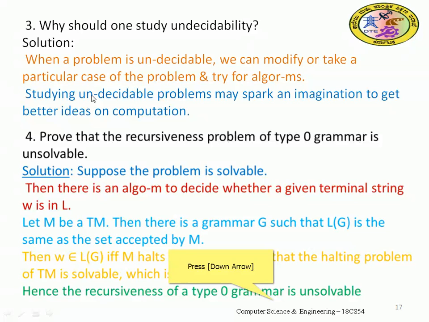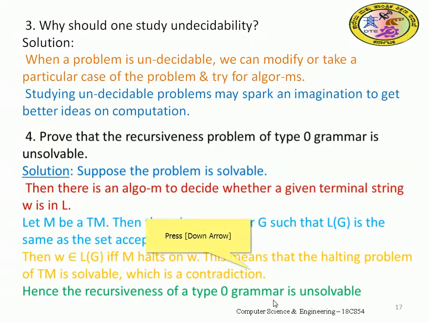So the unsolvable, consider here some contradiction or conflict. For a certain time it will halt, or sometimes it will not halt. So this discrimination between halting and not halting being solvable is a contradiction. So hence the recursiveness of type 0 grammar is unsolvable.